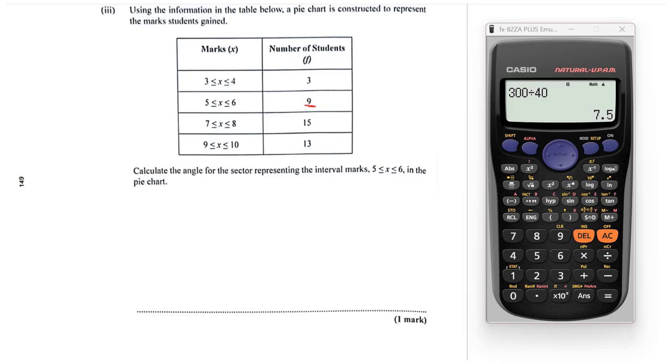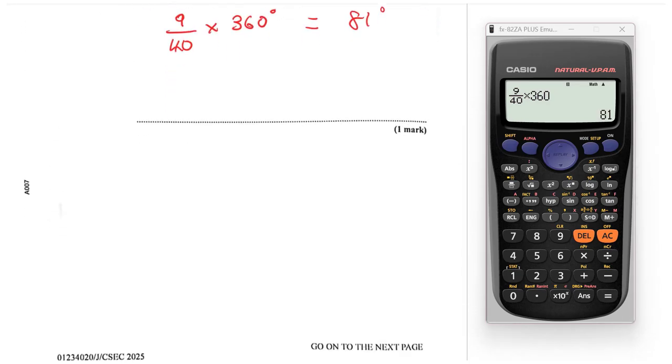So our angle is going to be 9 divided by the total number of students, which is 40. And in order for me to get the angle, I must multiply this by 360 degrees. So that is equal to, let's get my calculator. So 9 divided by 40 times 360. That is going to give me 81 degrees. Let's move to the next part of the question.